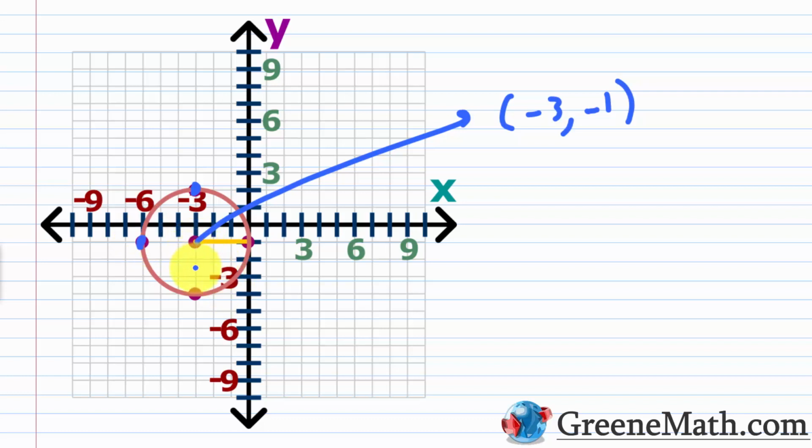And then you're going to go down by 3. So this guy right here is going to be negative 3, comma, negative 4. And then you're going to go to the right by 3. So this guy right here is going to be 0, comma, negative 1. Okay, so those are your 4 points. And again, I can just connect them with a smooth curve. And I'll just have my circle drawn.